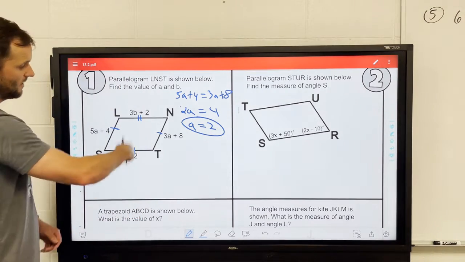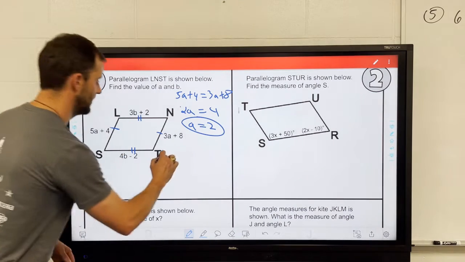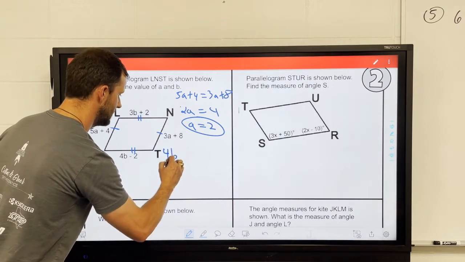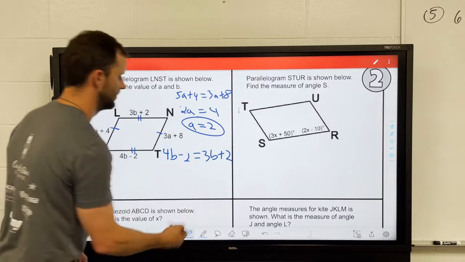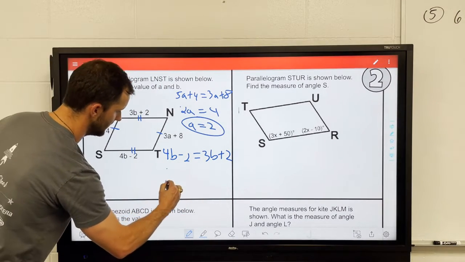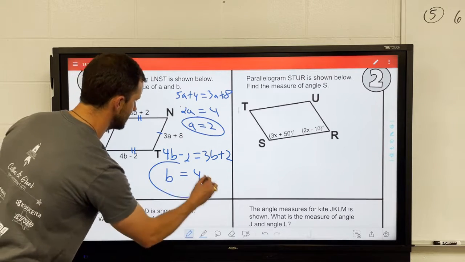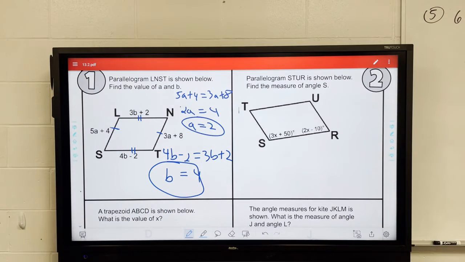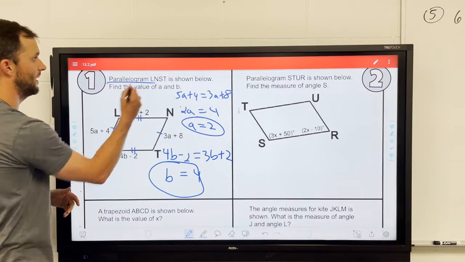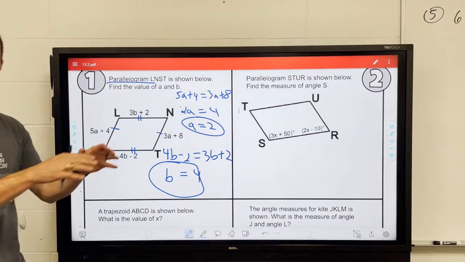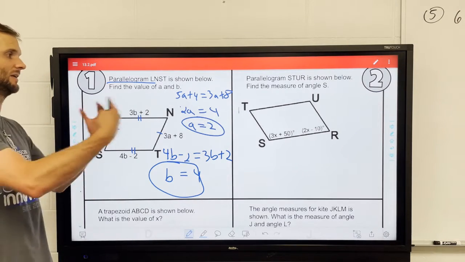Okay. Now these two are congruent to each other, and now I can find the value of B by setting it up. So 4B minus 2 is going to be equal to 3B plus 2. So I'm going to subtract 3B, which will give me 1B. I'm going to add 2, which will give me 4. So B is going to be 4 in that instance. So again, I used the properties of a parallelogram. They told me this is a parallelogram, so I know all of the stuff on the back of your paper is true, so I can use that to find my answer.